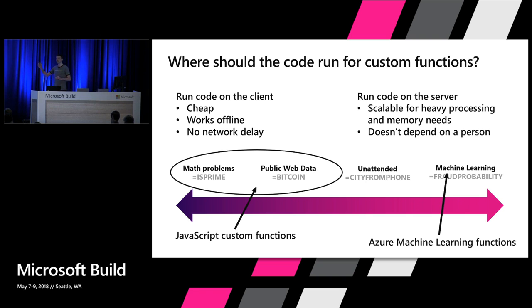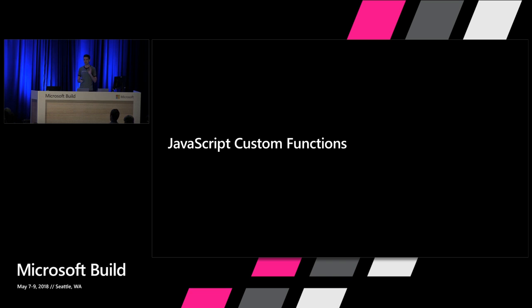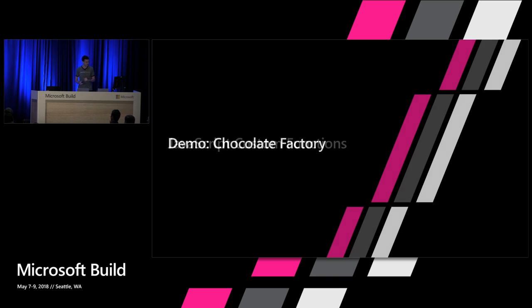And how do we reach those folks all the way to the right who need high-capacity execution and those capabilities? Well, we have another technology called Azure Machine Learning Functions, which are also just another type of custom functions. All the information that I've told you so far applies to both of these function types. And you can deploy them. You can use them in exactly the same ways. So those are the two technologies that I'm going to tell you about today. And first, let me start with JavaScript custom functions. I'm going to give you a little demo here.